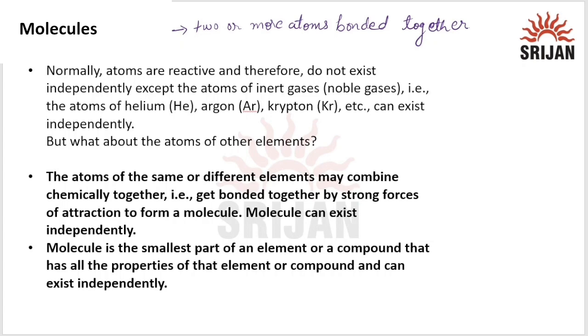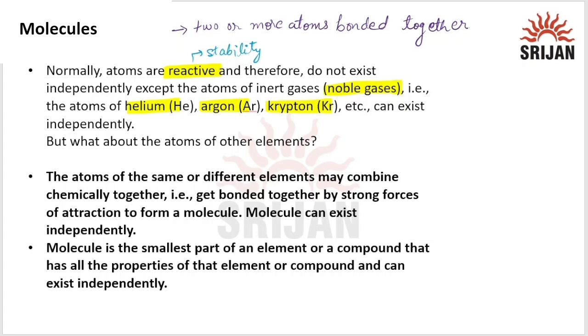Normally, atoms are reactive. Why are they reactive? Because by reacting, they want to gain stability. And therefore, because they are reactive, they do not exist independently. However, there are some exceptions: the noble gases, that is helium, argon, krypton.